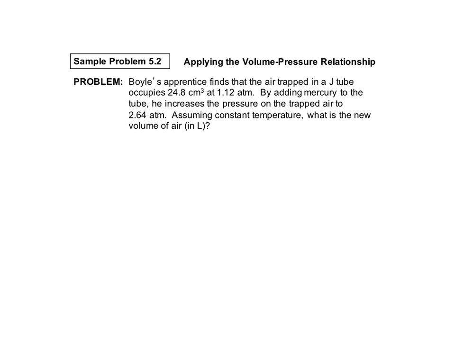All right, sample problem 5.2 deals with the volume-pressure relationship, which is essentially Boyle's law. It says Boyle's apprentice finds that the air trapped in a J tube occupies 24.8 cubic centimeters at 1.12 atmospheres. By adding mercury to the tube, he increases the pressure of the trapped air to 2.64 atmospheres. Assuming constant temperature, what is the new volume of air in liters?